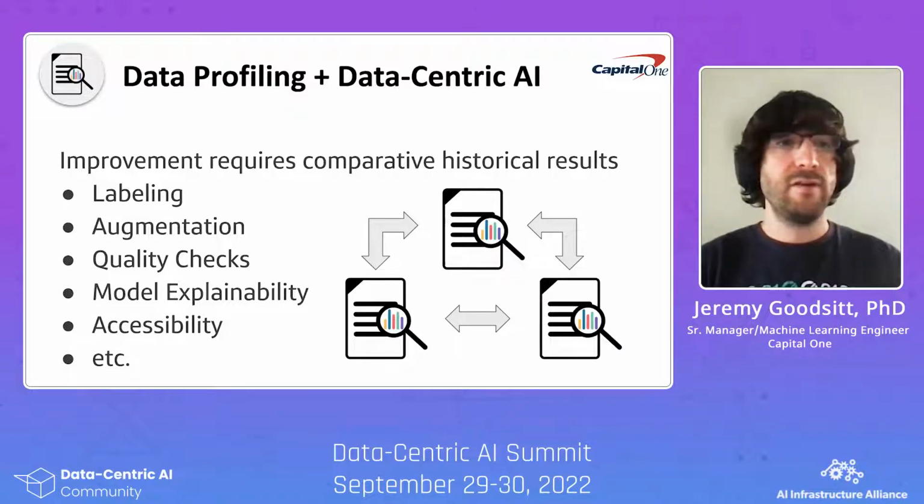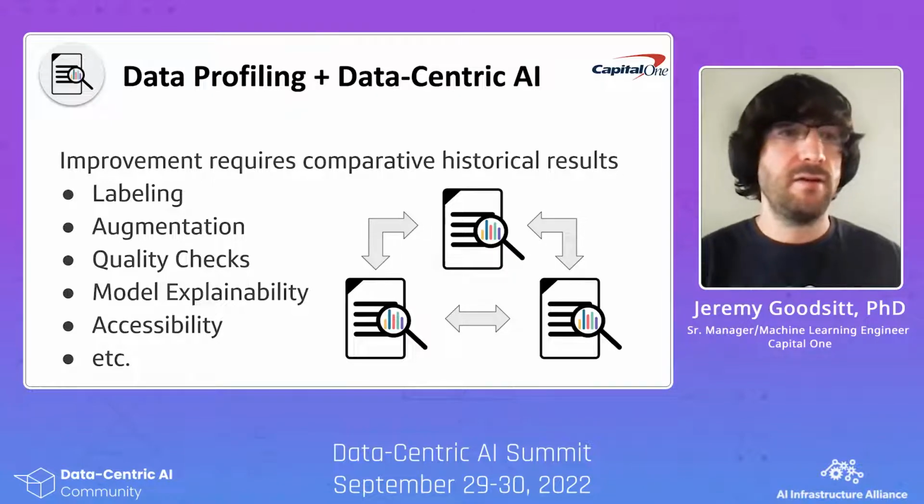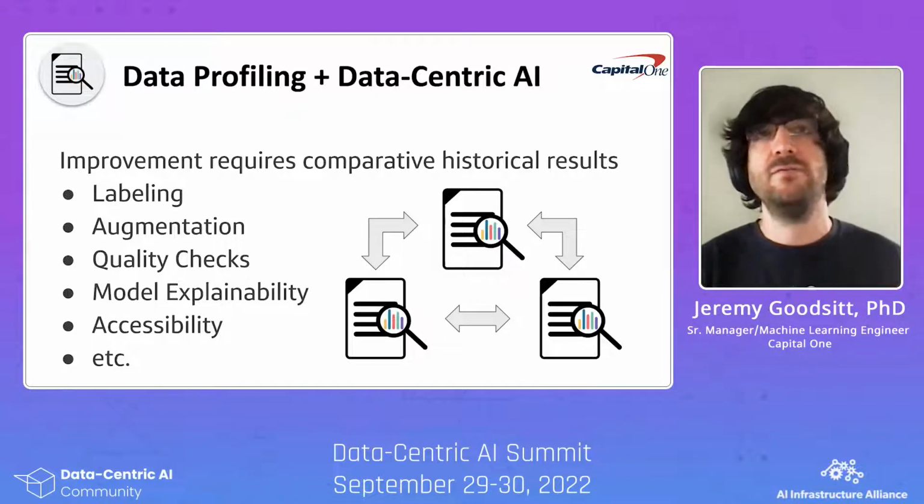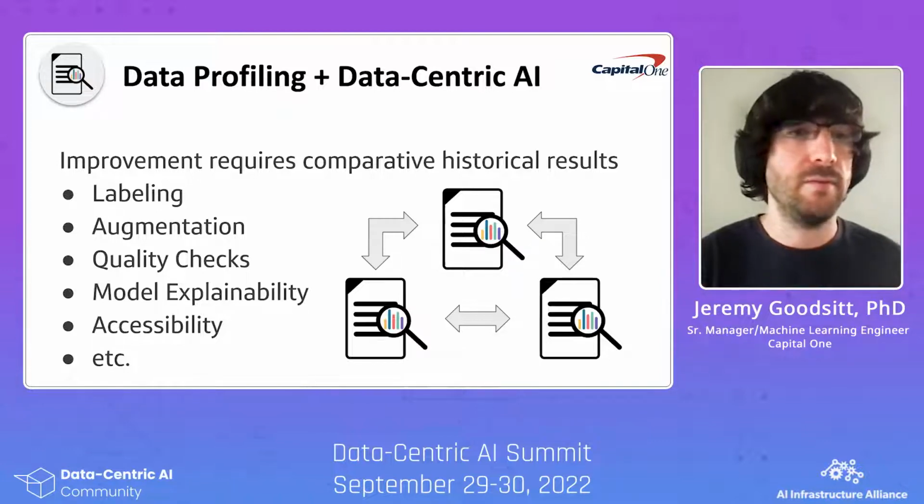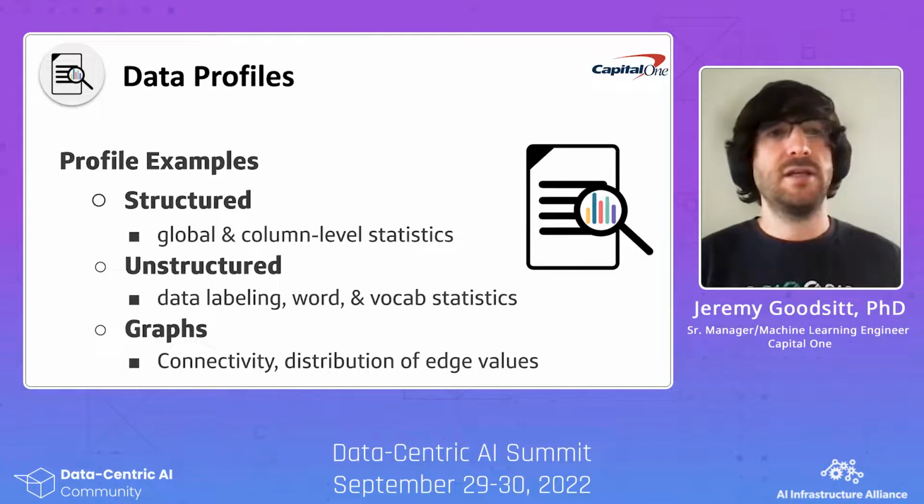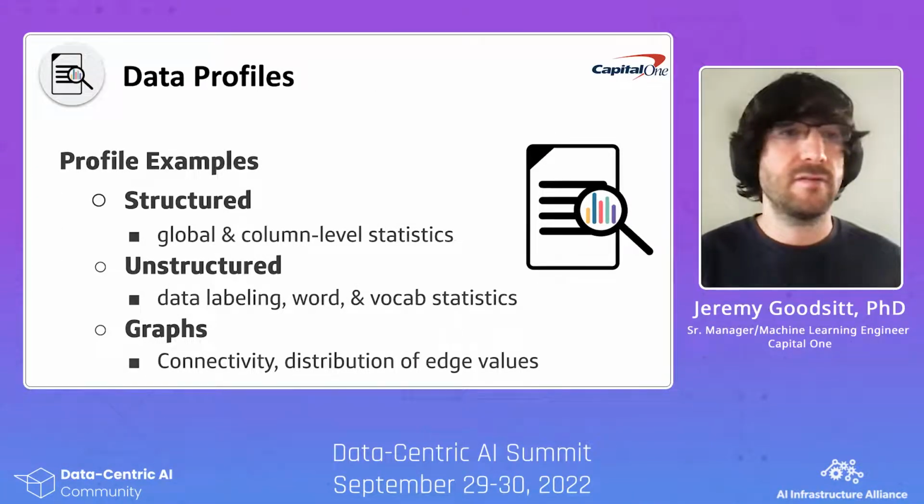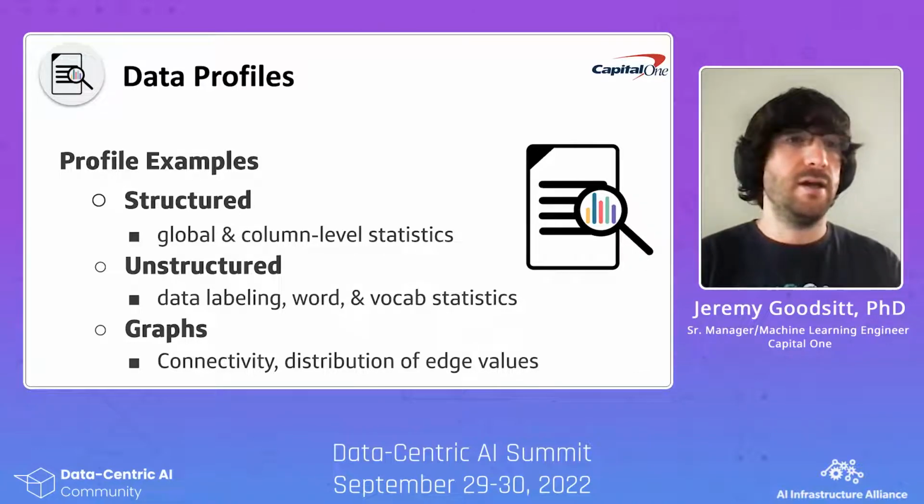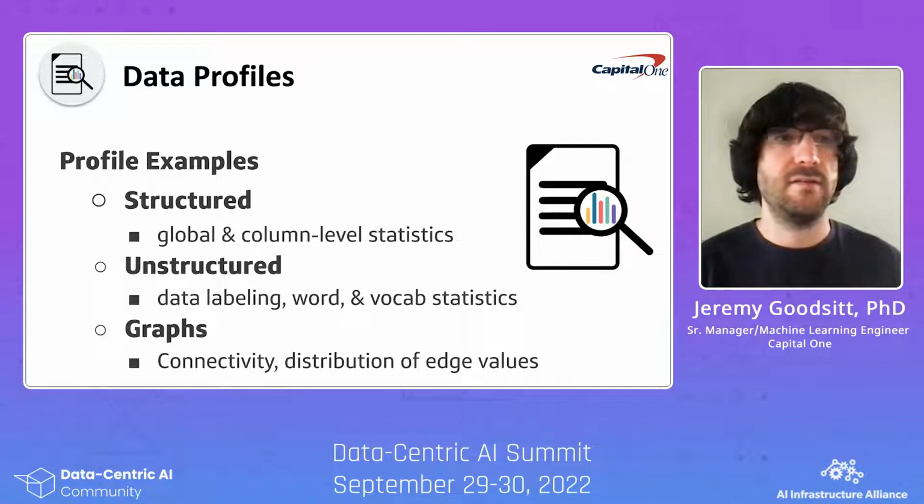So obviously we want to have these snapshots at a single point in time, but we also want to be able to have data profiles in such a way that we can compare historically. So that's really important. And just to give an example, these are some of the examples we have within our open source repo, but this is only a subset, of course, of profiles that can exist.